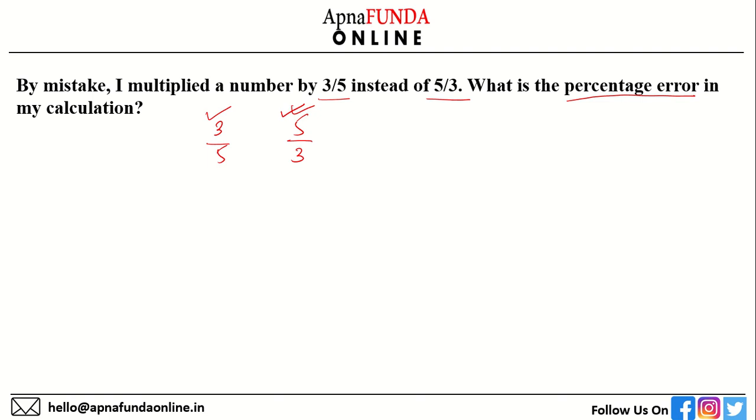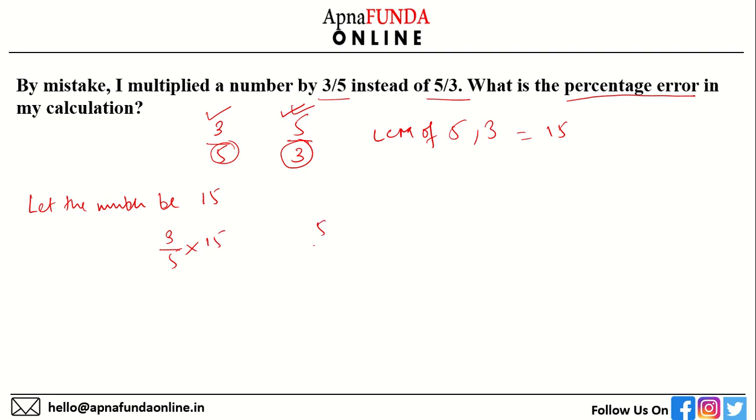When we have such questions, we need to assume a number. What I would recommend to assume a number is the LCM of 5 and 3. So LCM of 5 and 3 is equal to 15. So I will assume the number to be 15. So let the number be 15. So 3 by 5 into 15 and 5 by 3 into 15. So the result that I have got is 9, but the result that I wanted is 25.